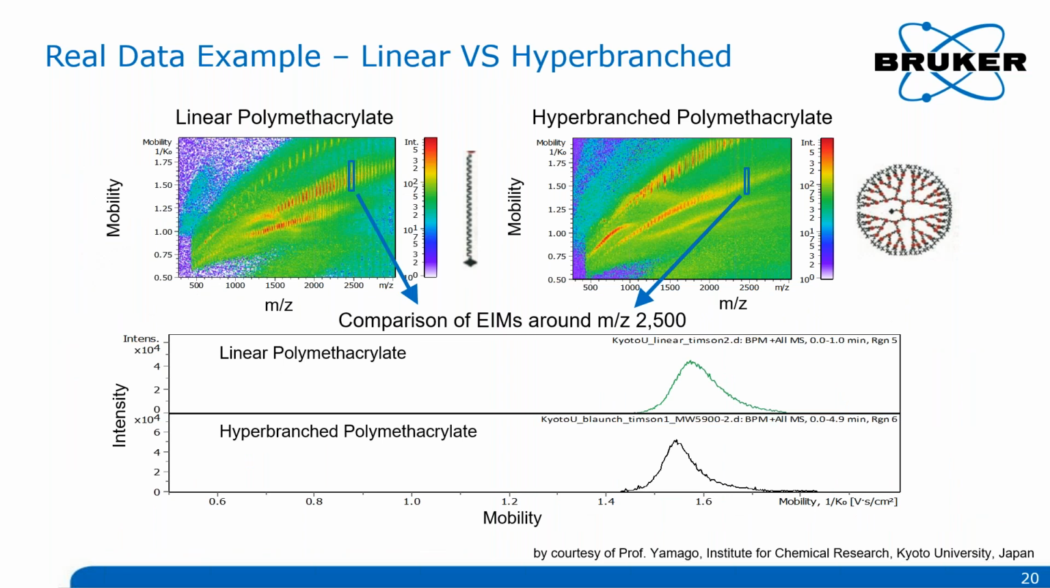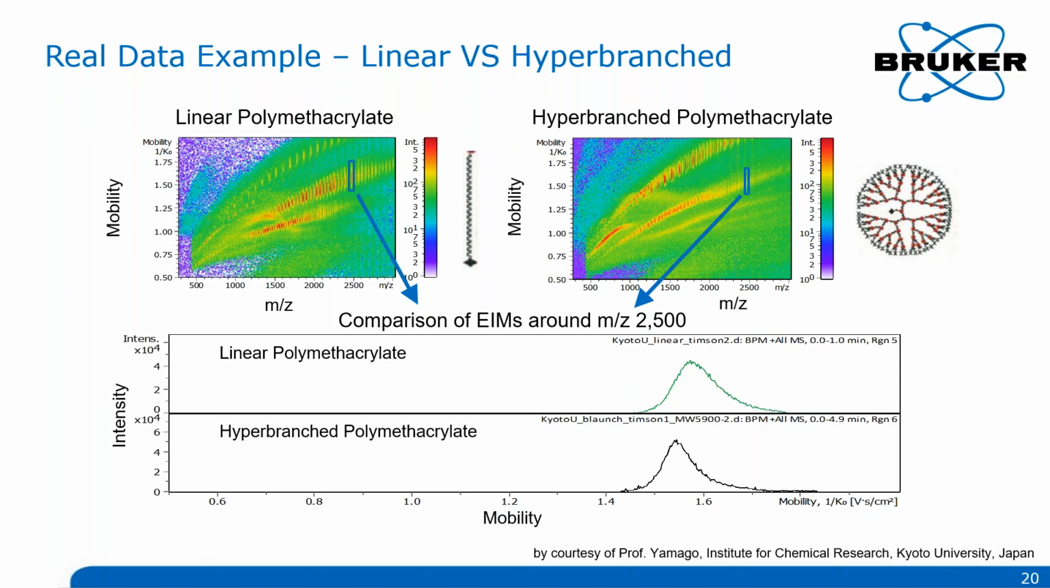Here's an example of two polymethacrylate polymers with the same MMA repeating unit, but different structures. The one on the left is linear, and the one on the right is hyperbranched. We can immediately see the difference in the heat map patterns. If we extract and compare ion mobilograms for both polymers around, say, 2,500 Daltons, we will also notice a difference.